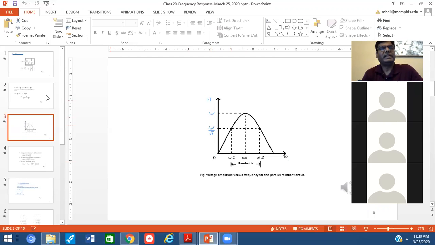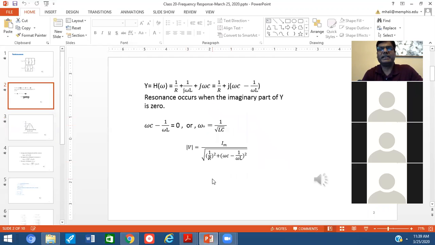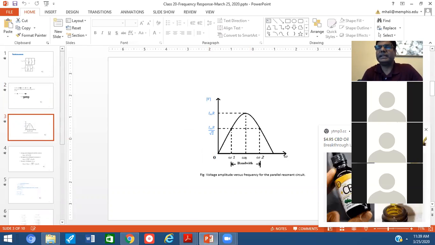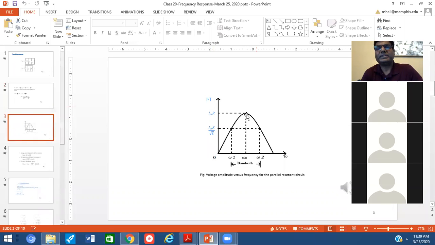So this means, I am going back to the previous slide once again. If you see the last equation for voltage magnitude, because the condition is omega C should be equal to 1 over omega L, that term vanishes. So in the denominator, you are getting the root of 1 over R squared, and that R is going in the numerator. So that makes Im multiplied by R.